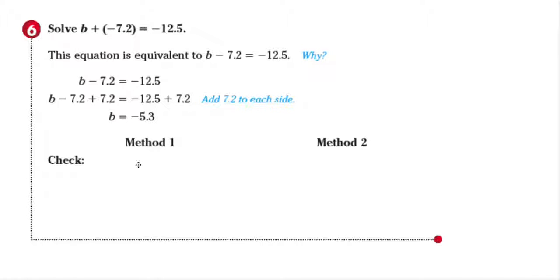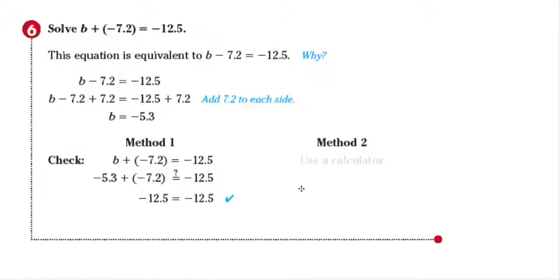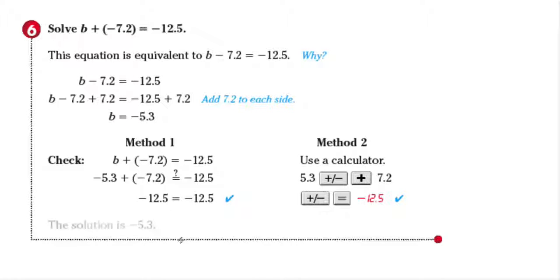There are two ways of checking this. Method 1 is the best way. B plus 7.2 equals negative 12.5. Simply substitute the value negative 5.3 to b and find out if the equation is true. And yes, it is true. The second one is a calculator. Not recommended, but if you're in a hurry, that will do as well. And you end up with the same answer. The solution is negative 5.3.